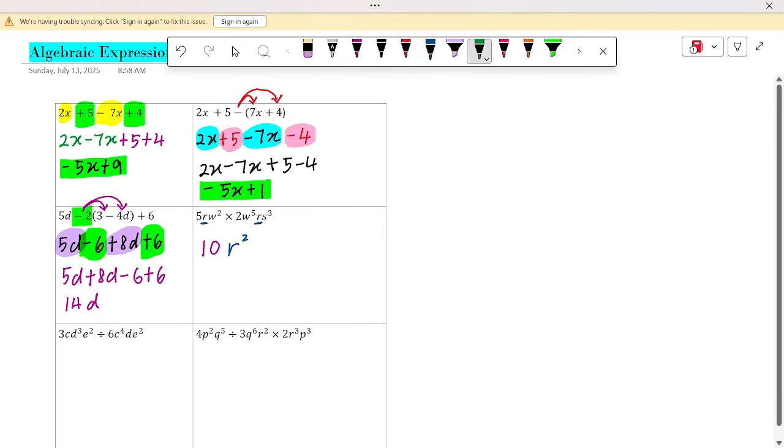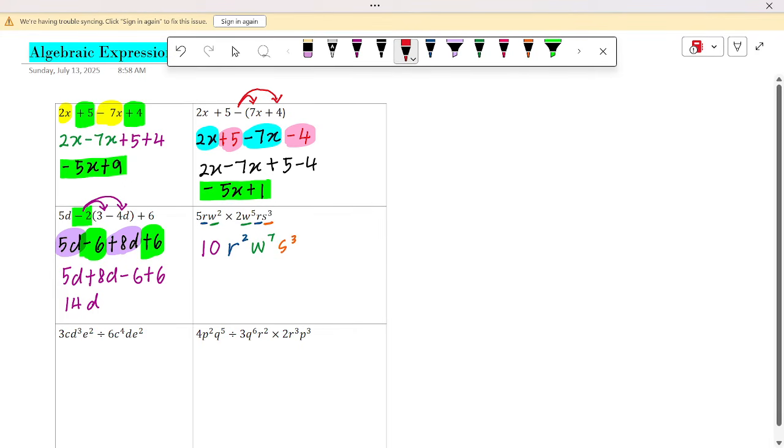Okay, whereas for your w, here is power 2 and here is power 5. So w power 2 and w power 5 will give you w power 7. Last one, you only have s power 3, so just rewrite s power 3.